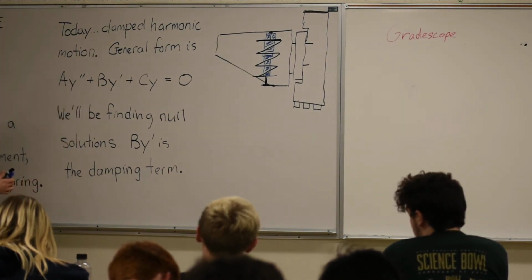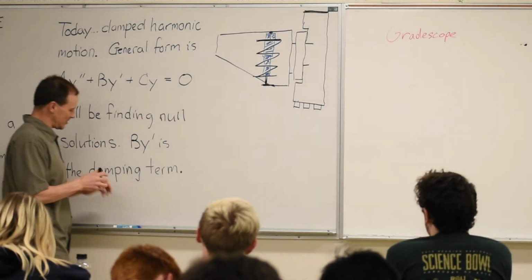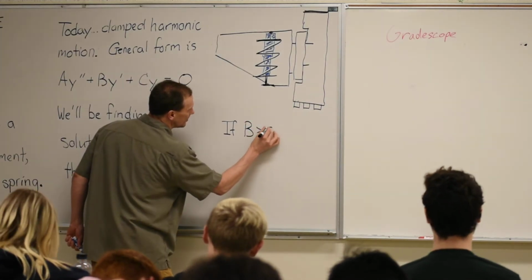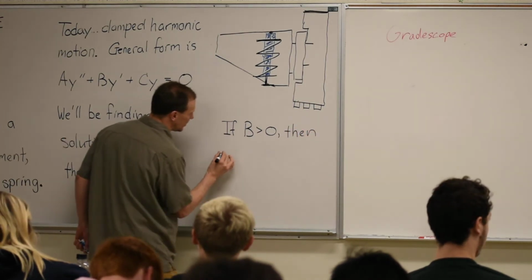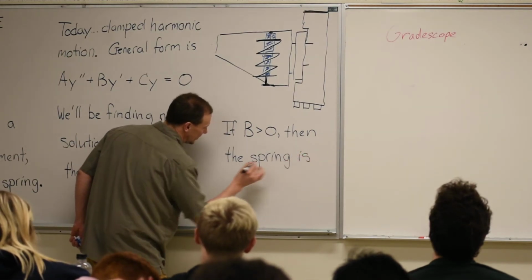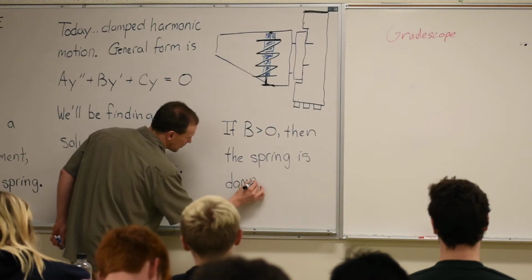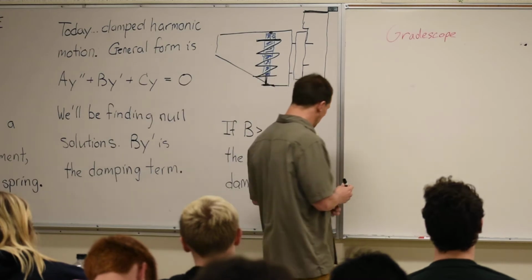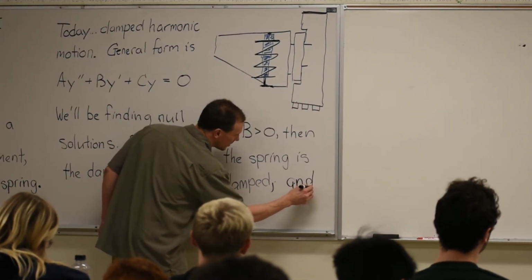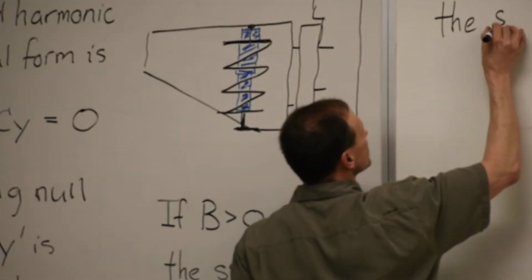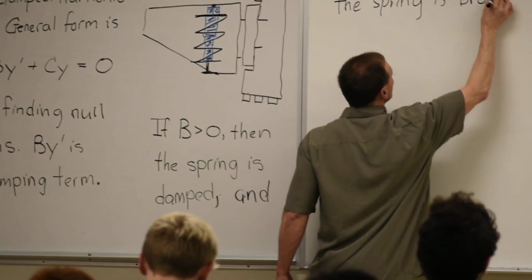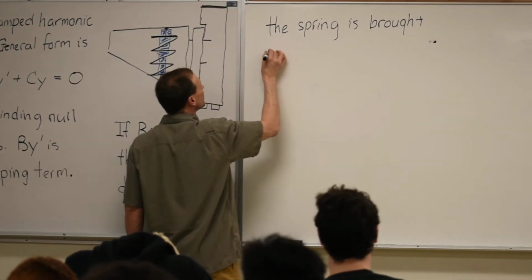Let me write that down. That's good stuff. And we're going to see this too. If B is positive, then the spring is damped. The spring is damped, comma, and the spring is brought to rest.